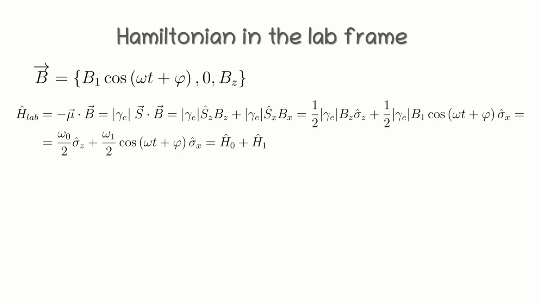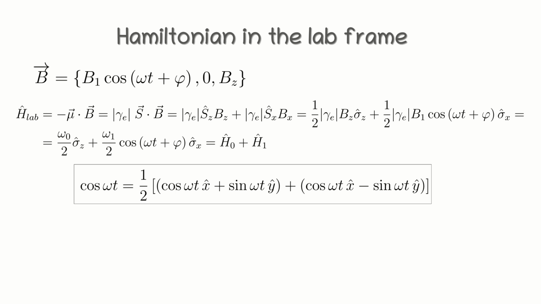The standard approach to finding the solution is to make a transition into a rotating frame of reference where the Hamiltonian will be time-independent. To make the transition smoother, we need to apply some changes to the lab frame Hamiltonian. We start from the decomposition of h1 into two counter-rotating terms, using the relation shown on the screen.